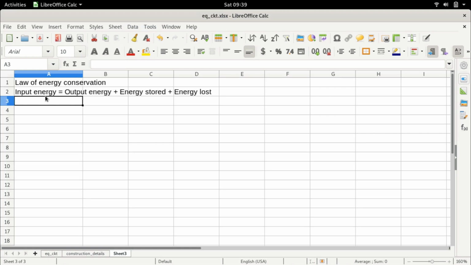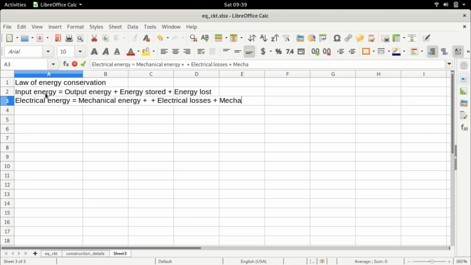What we have as input energy is electrical energy, at least in the case of an induction motor, right? If it was a generator, then of course the input energy is mechanical energy, but for a motor it is electrical energy. The output energy is mechanical energy. And let me just leave the energy stored for later, and the energy lost is of course of several types. So for example, we have electrical losses and we have mechanical losses. And we also have a few other types of losses which I'll talk about soon.